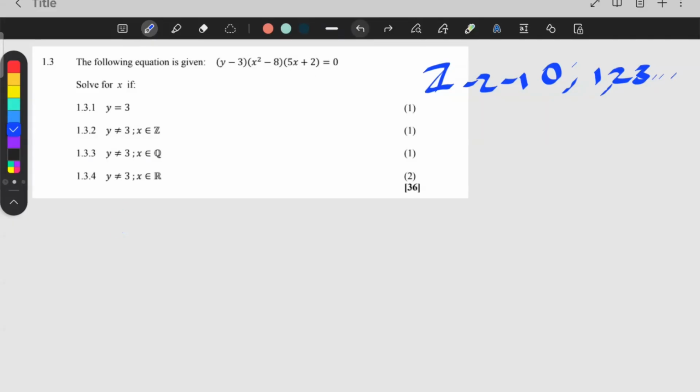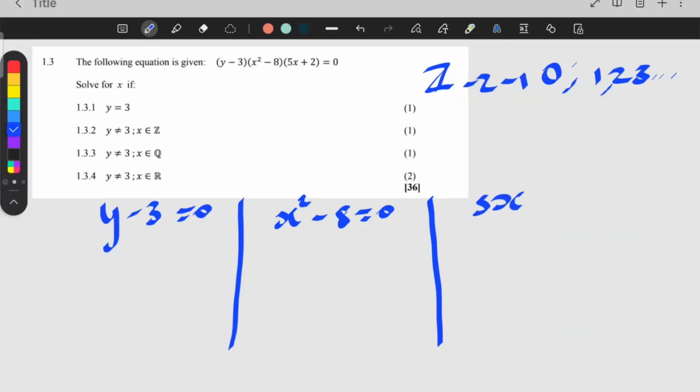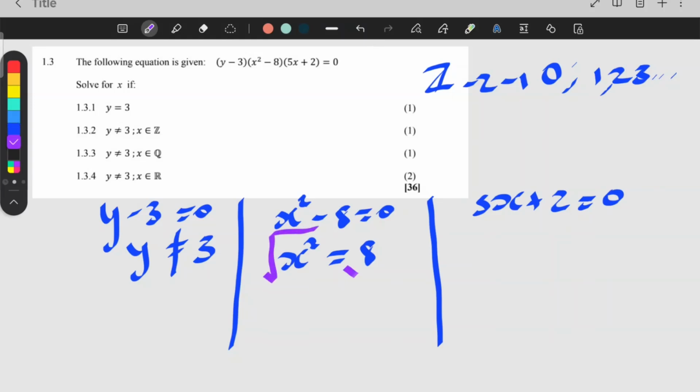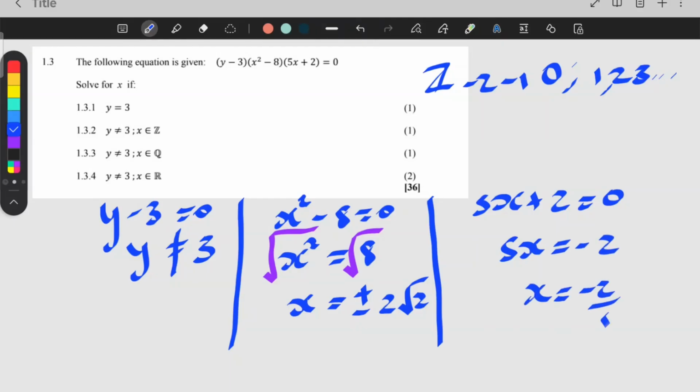Okay, so either y minus 3 is 0, or x squared minus 8 is 0, or 5x plus 2 is 0. If I solve this, y is 3, but y cannot be 3, and I'm not solving for y. Or x squared is equal to positive 8. And then, to get rid of the square, you root both sides, and then x is plus or minus 2 root 2. And then on this side, remember, if it's an even number, the answer is plus or minus. This side, this is negative 2, and then divide both sides by 5.